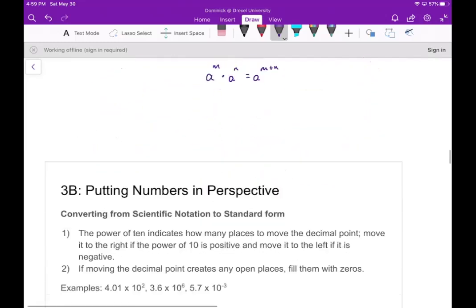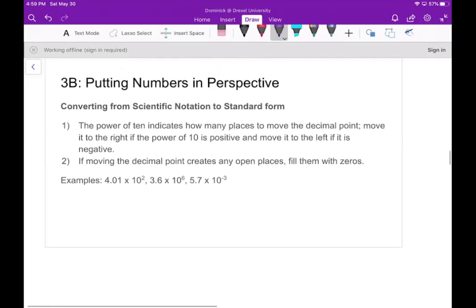Now let's talk about how to go the other way. How do you convert from scientific notation to regular standard notation? The way that we do this is we look first at the power of 10. That power of 10 is going to tell you how many places to move your decimal point. If the power is positive, you're going to move it to the right, and you're going to move it to the left if that power is negative.